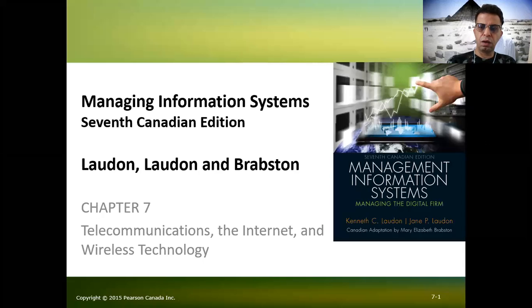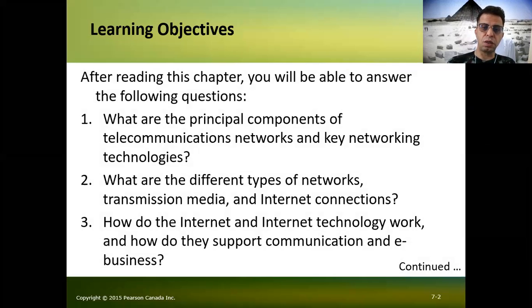Okay, so chapter 7 from the book Management Information Systems is about telecommunications, the internet, and wireless technology. After reading it, we will know what the principal components of a telecommunication network and key networking technologies are.